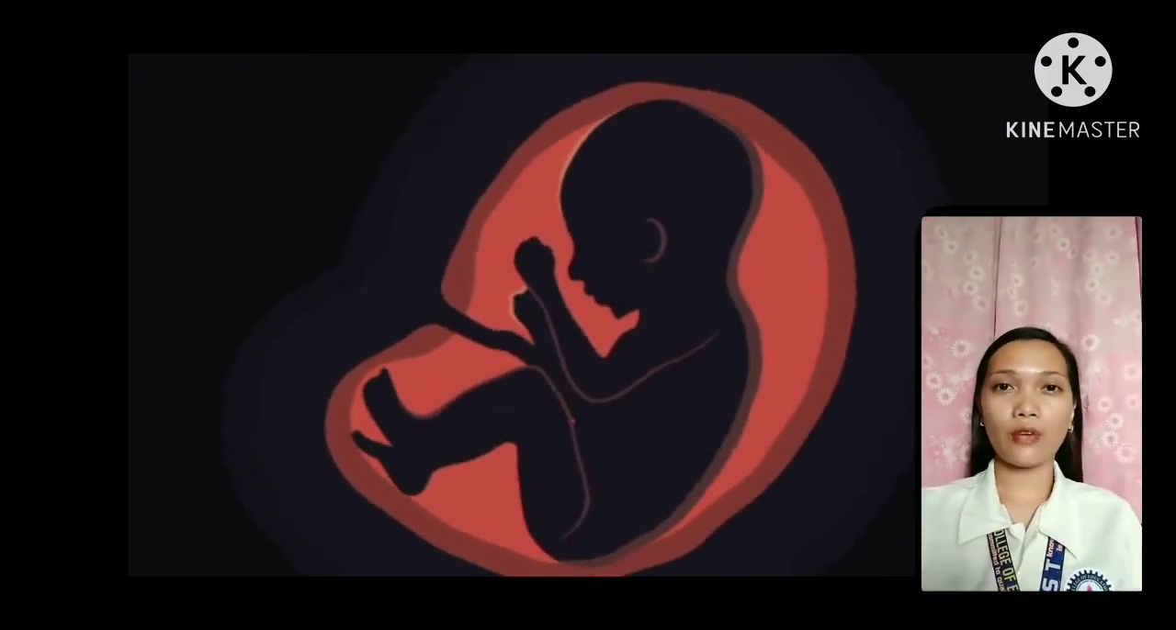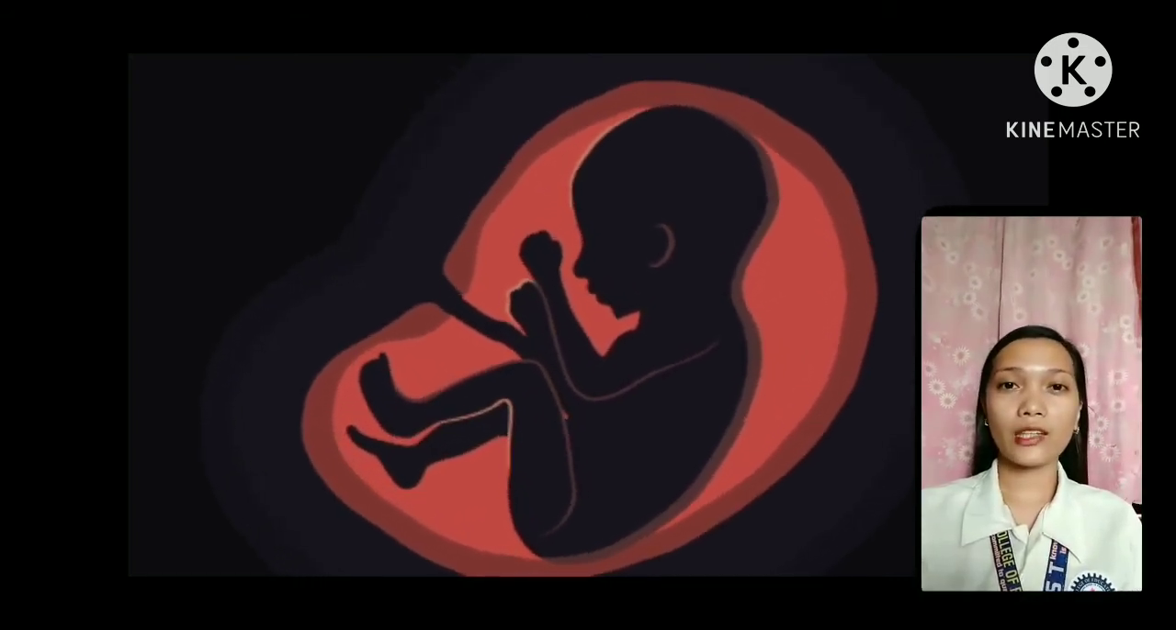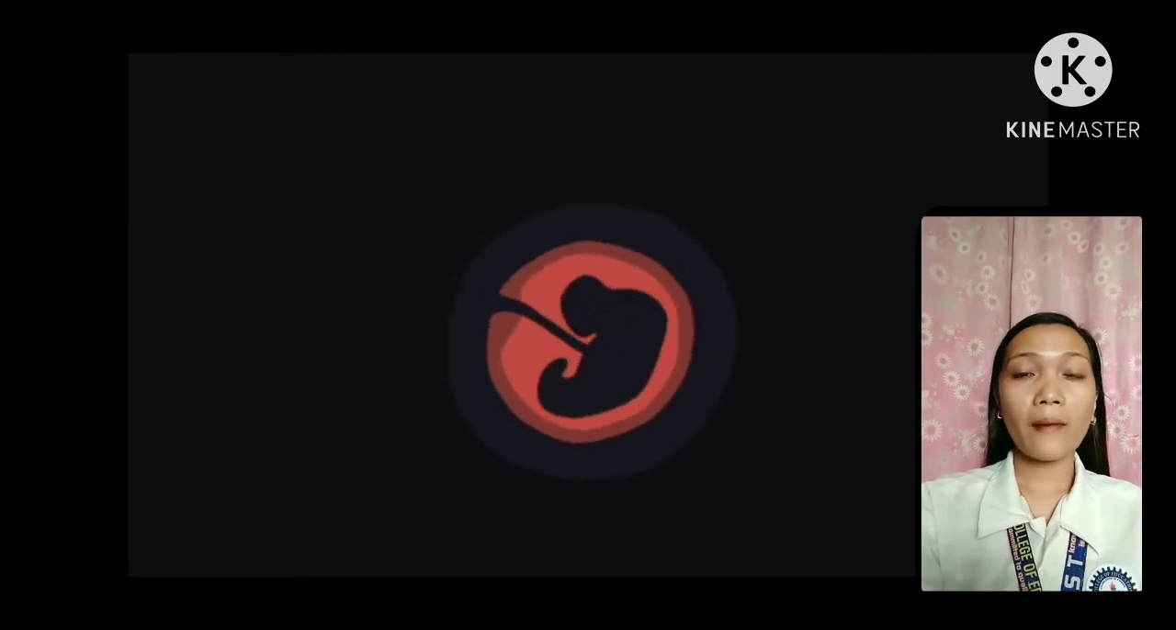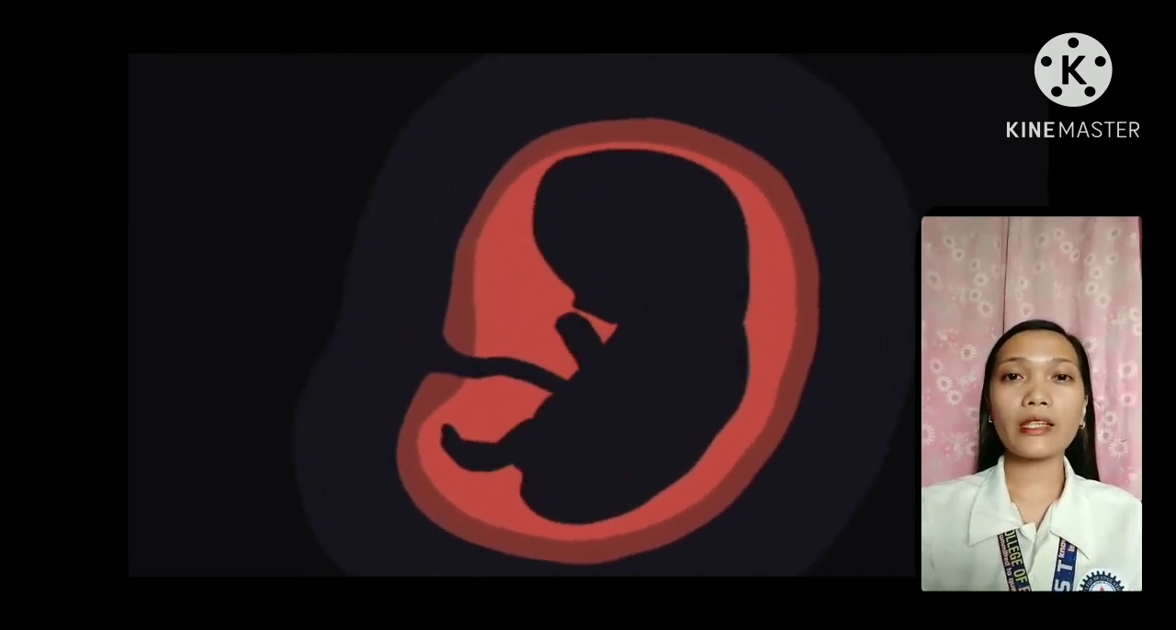Germinal stage has also 5 stages. First is fertilization, second is cleavage, third is blastulation, fourth is implantation, and fifth is embryonic disc.